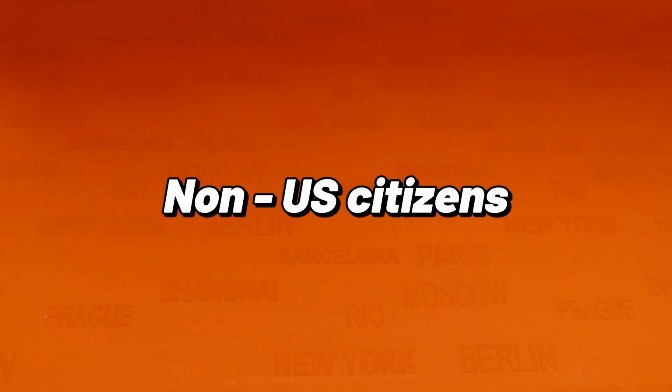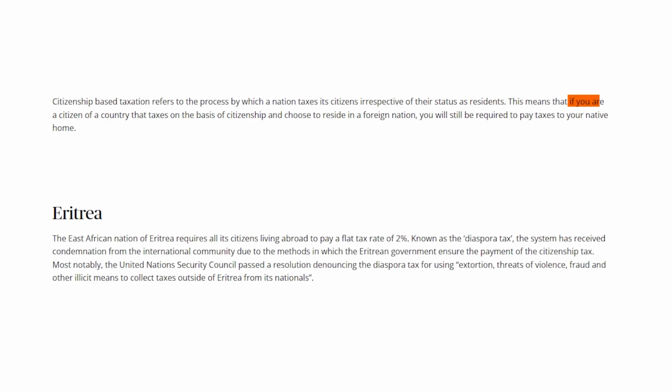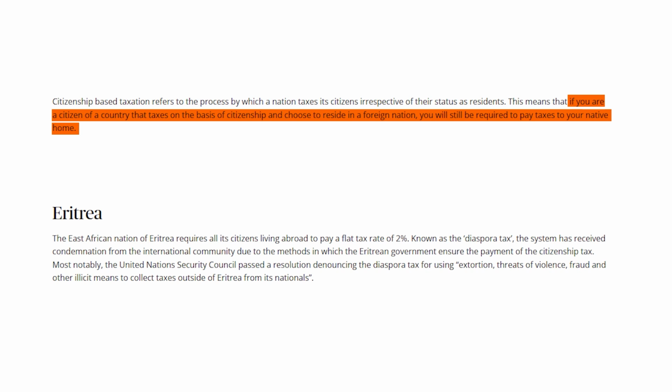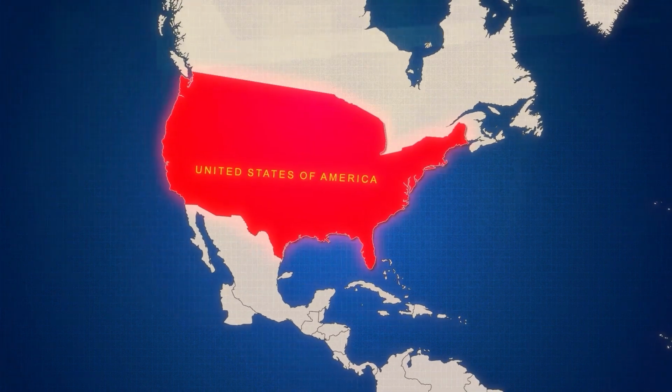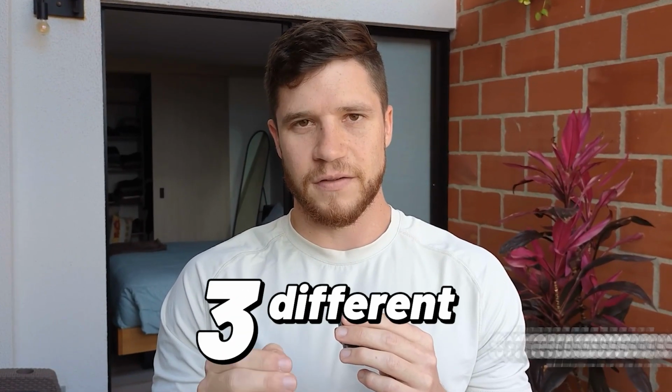So for non-US citizens, meaning you do not have citizenship-based taxation, assuming that you're not from Eritrea, a war-torn country in Africa, which is the only other country other than the United States that employs citizenship-based taxation. There are some other policies that are similar, but not quite to the degree that the United States has citizenship-based taxation. It really comes down to 3 different steps in order to reduce your taxes by living abroad.